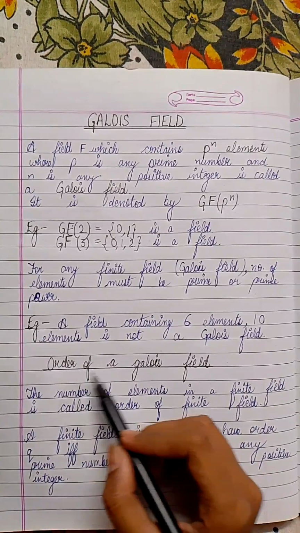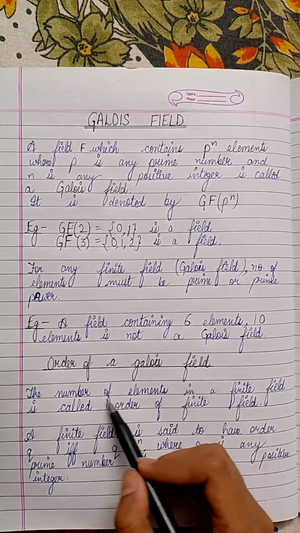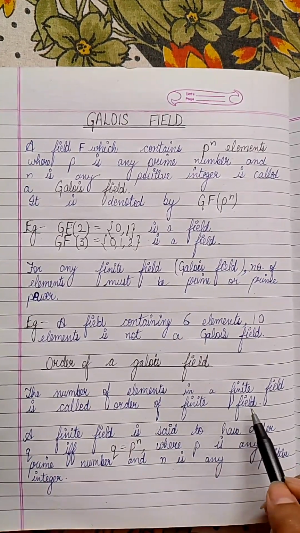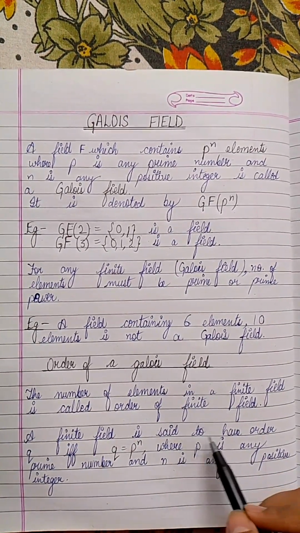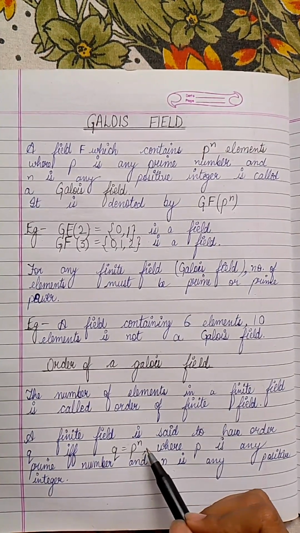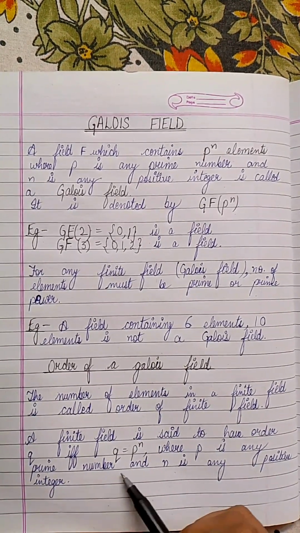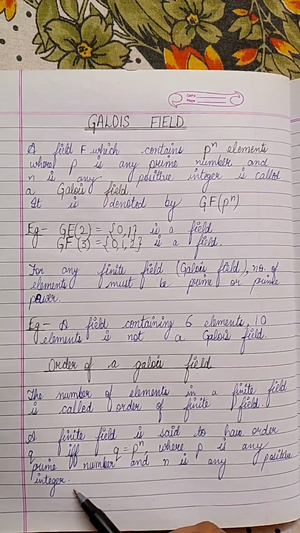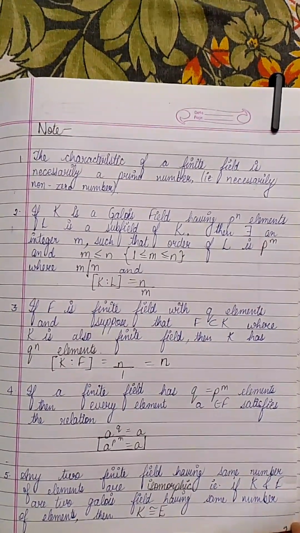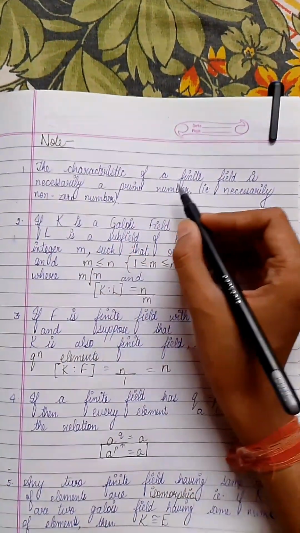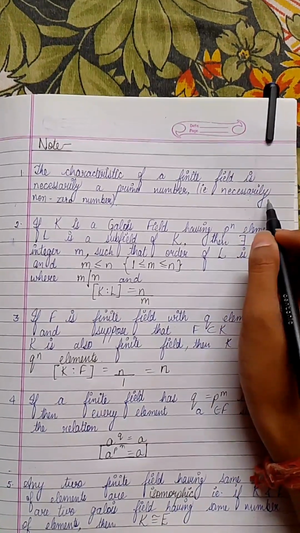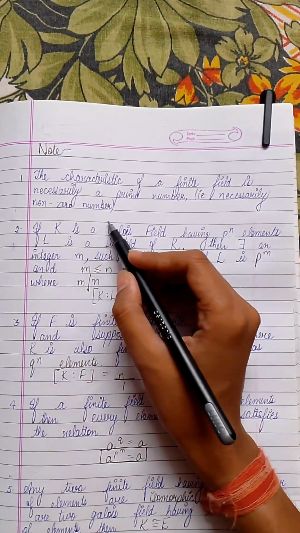Now talking about the order of a Galois field, the number of elements in a finite field is called the order of the finite field. A finite field is said to have order q if and only if q equals p to the power n, where p is any prime number and n is any positive integer. Now let us discuss some important points regarding a Galois field. The characteristic of a finite field is necessarily a prime number, that is, necessarily a non-zero number.